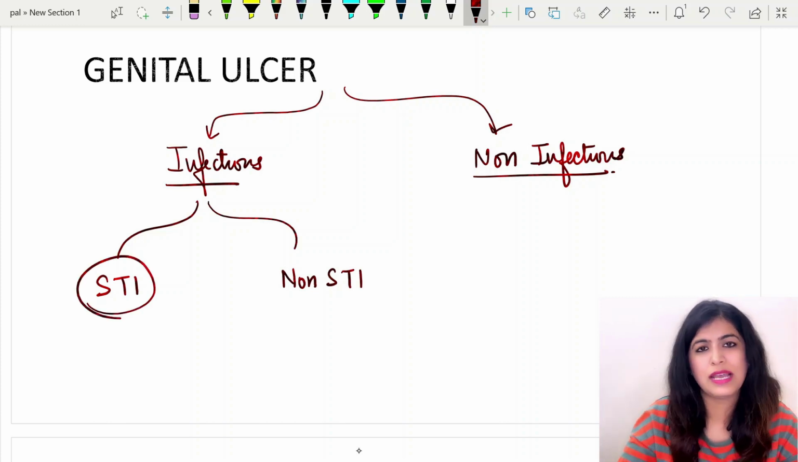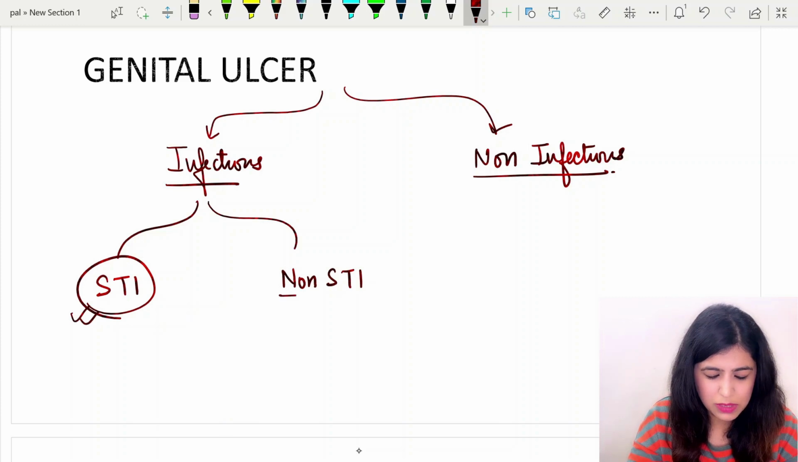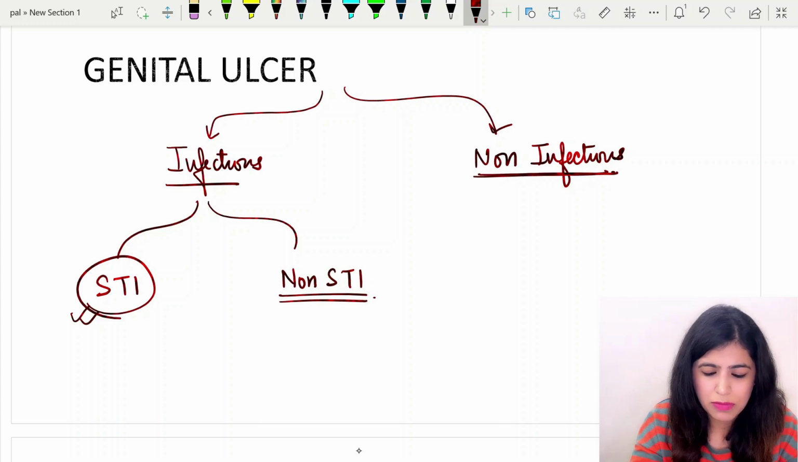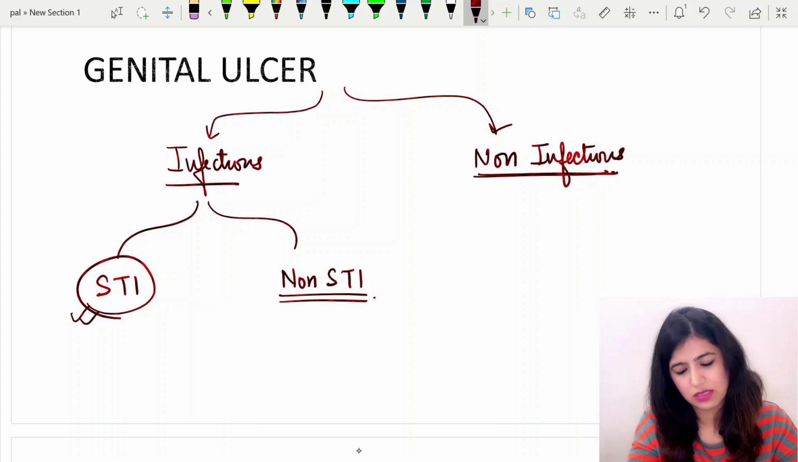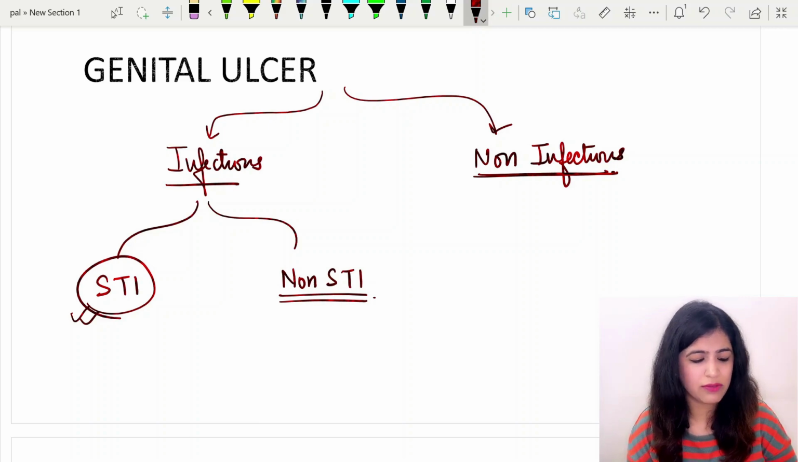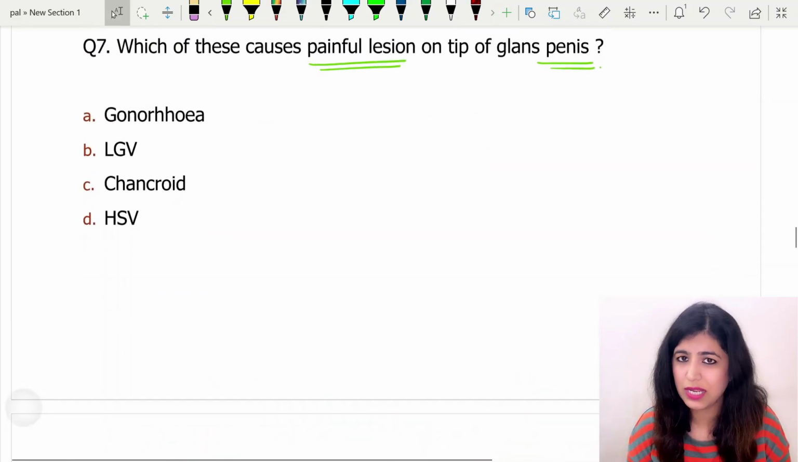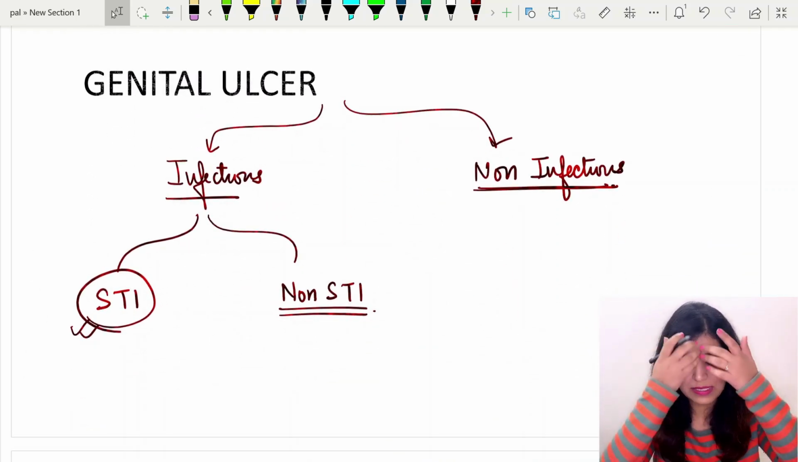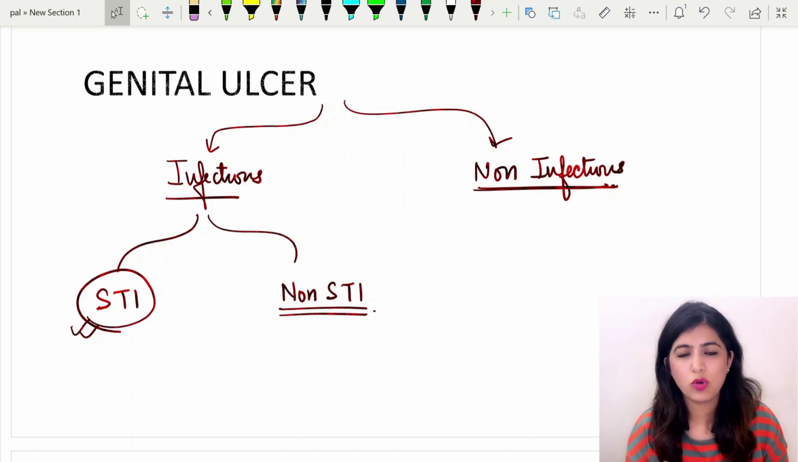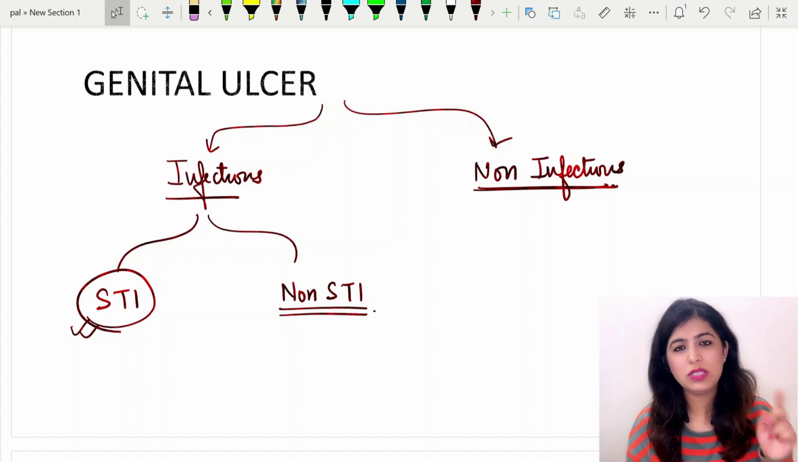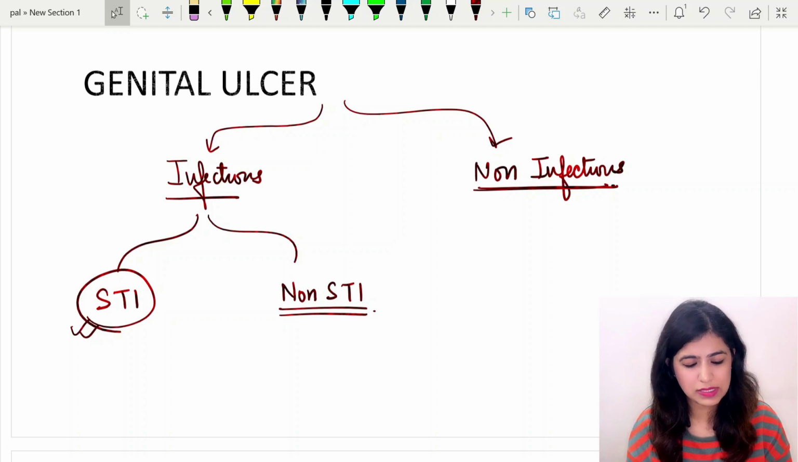What you normally read as a genital ulcer are these STIs, but apart from that, there are multiple infections which may also cause an ulcer in the genitalia. Then there are multiple causes of non-infectious lesions also. So keep your thinking broad, even though the options that we have here are more of STI related options, but I'm just telling you this so that in case you get a question like this in the exam where there may be other causes, you should be open to the idea of having non-STI infectious ulcers and even non-infectious ulcers on the glans penis.